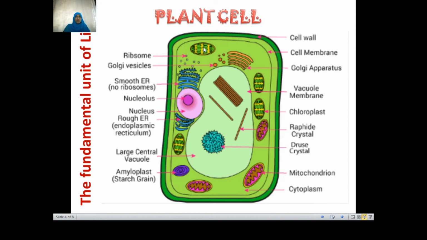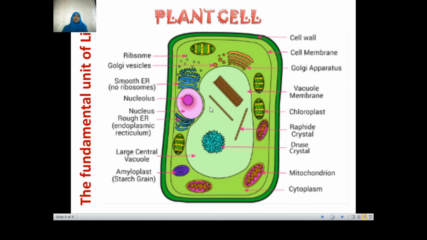These are specific only to plant cells. What are these? These are chloroplasts. What is the function of chloroplast? It is the site for photosynthesis. Now what is photosynthesis? It is the way by which the plant makes or prepares food by using sunlight, carbon dioxide, and water as a source.